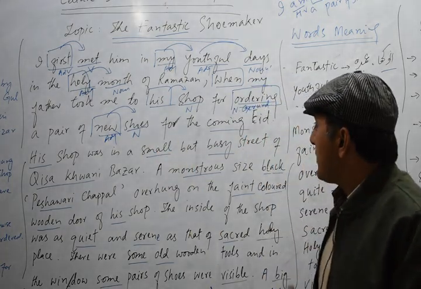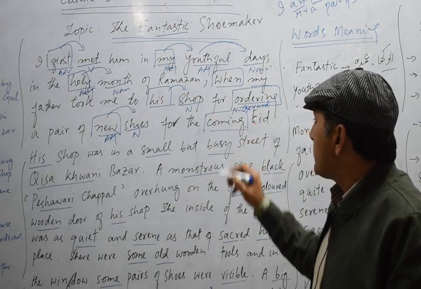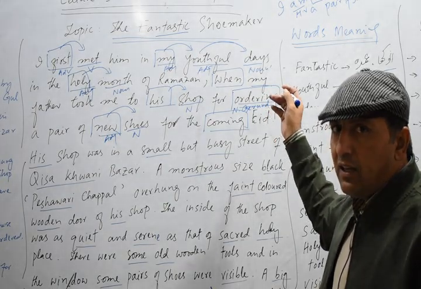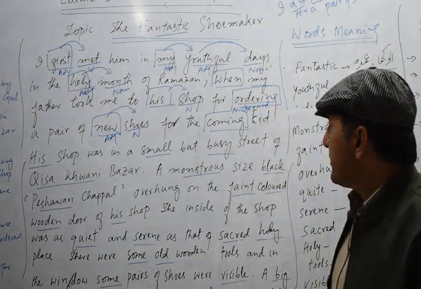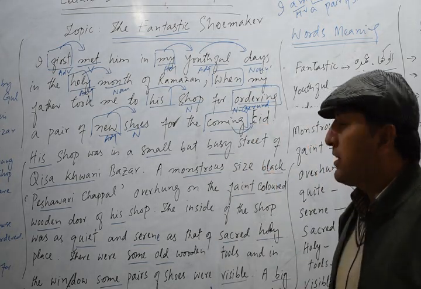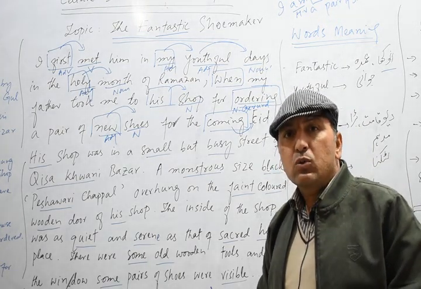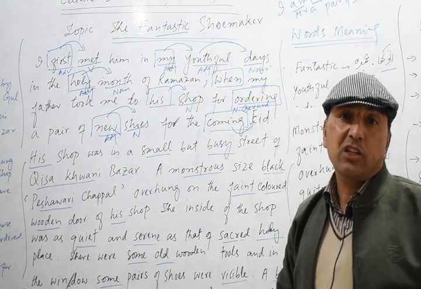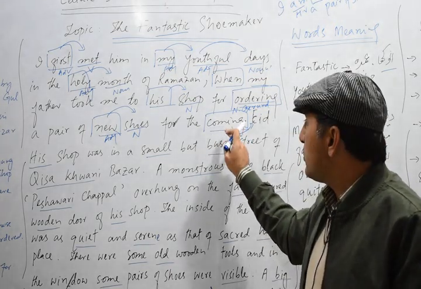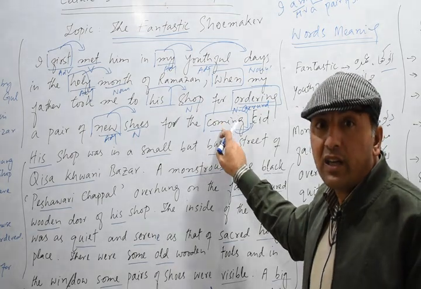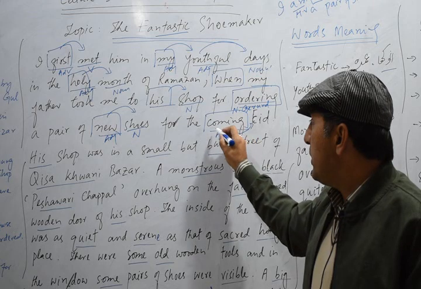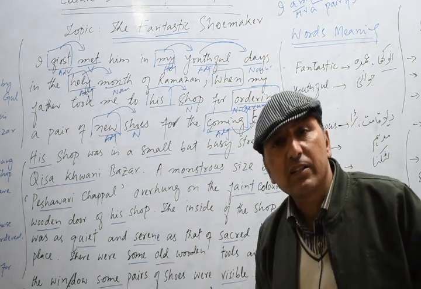Now you see, we have the next word, coming. First of all, this one, ordering, as we have discussed, is basically working as a noun. Over here it is a gerund. Understand? But here, this coming tells us about Eid. Coming Eid, aane wala Eid. So coming is working as an adjective. Though it is made of verb plus ing, it is not working as a noun or as a verb. Rather, it works as an adjective. So this coming is an adjective. We call it present participle.